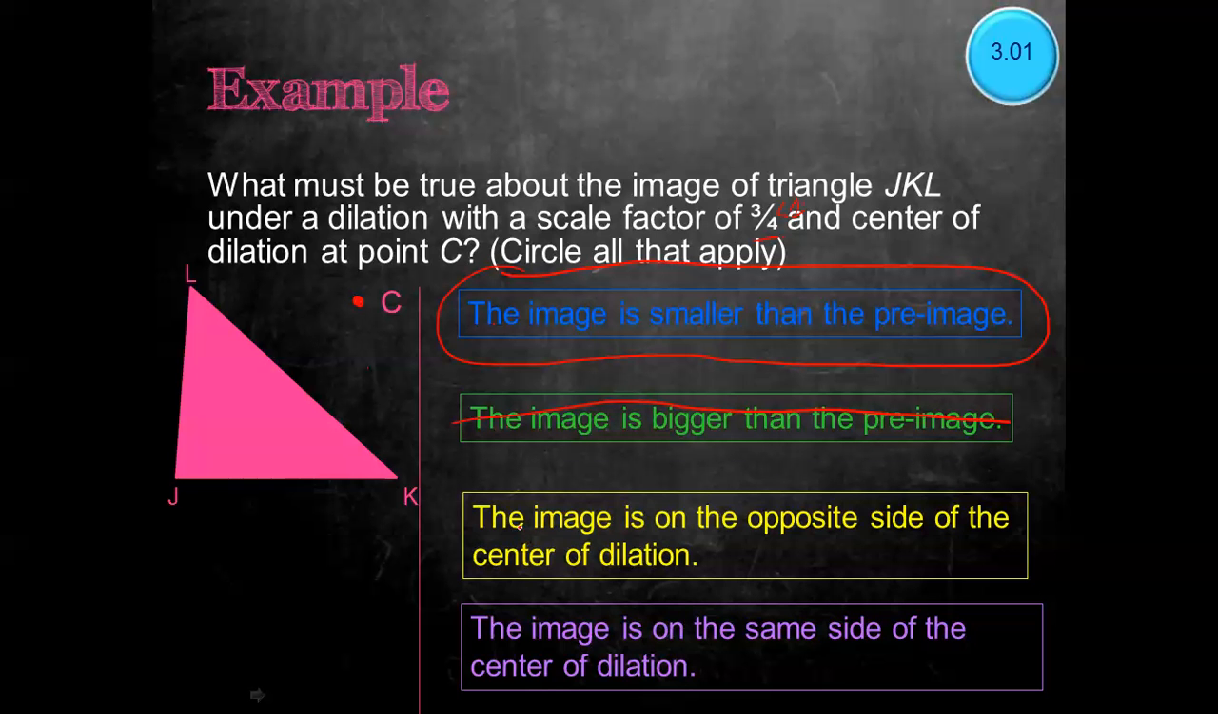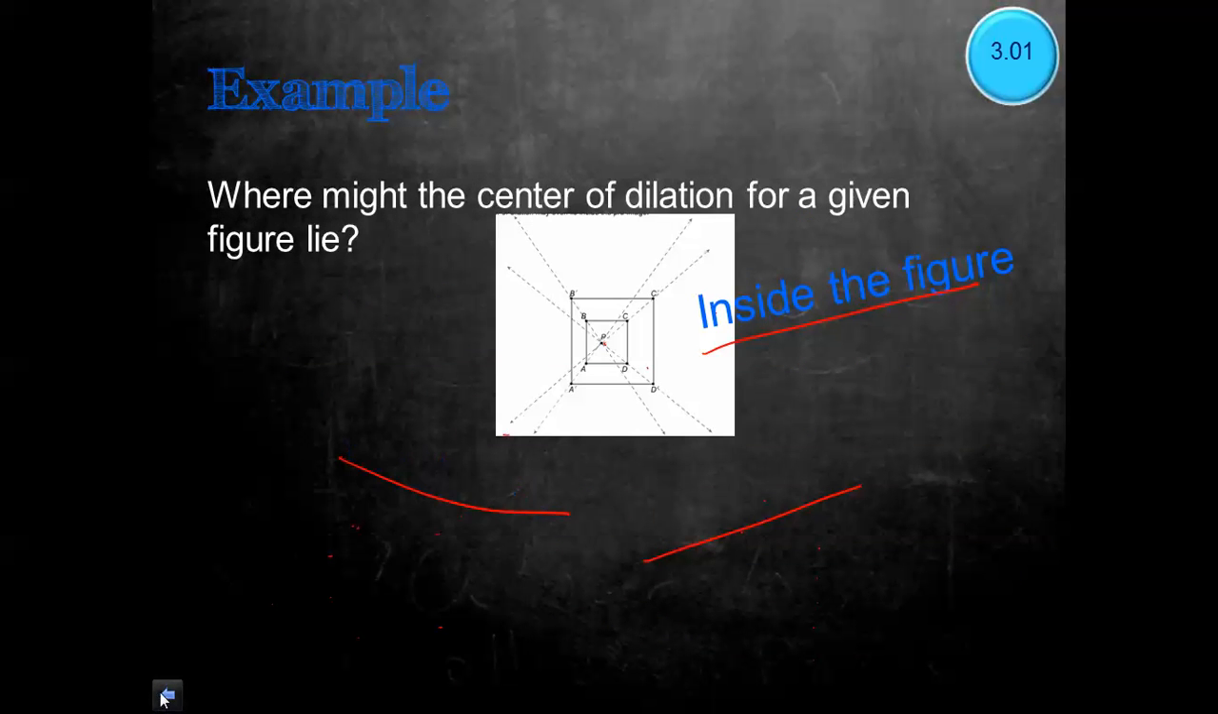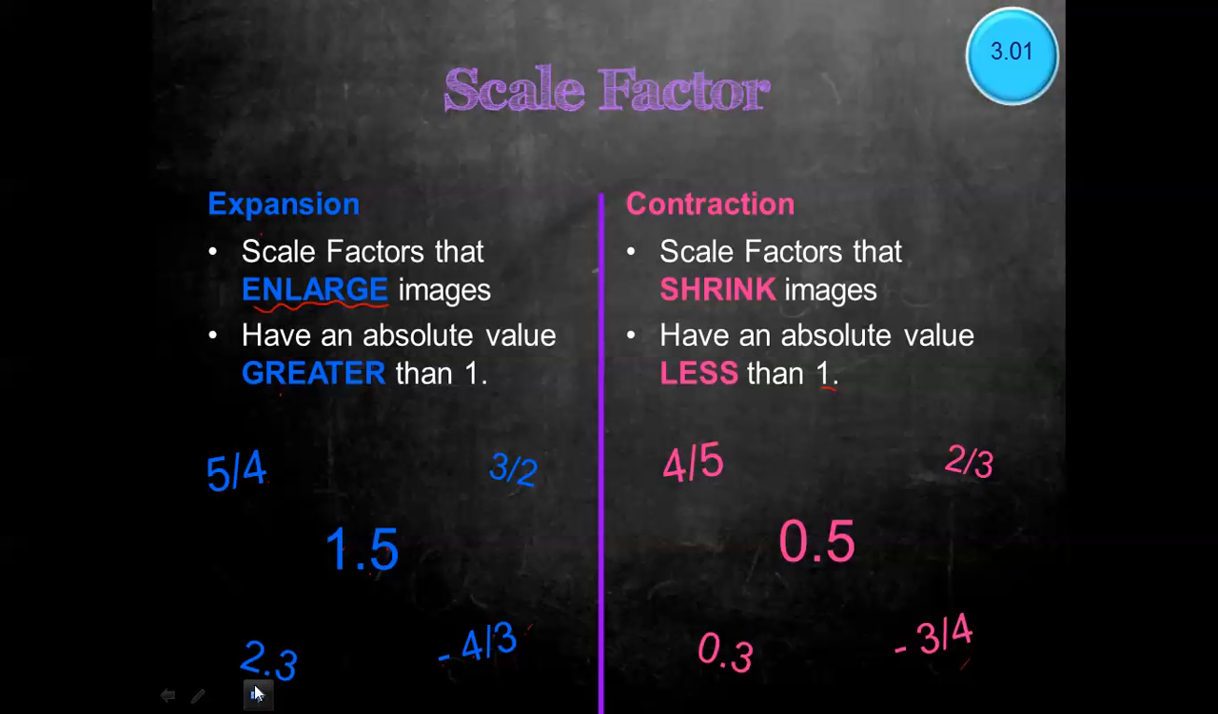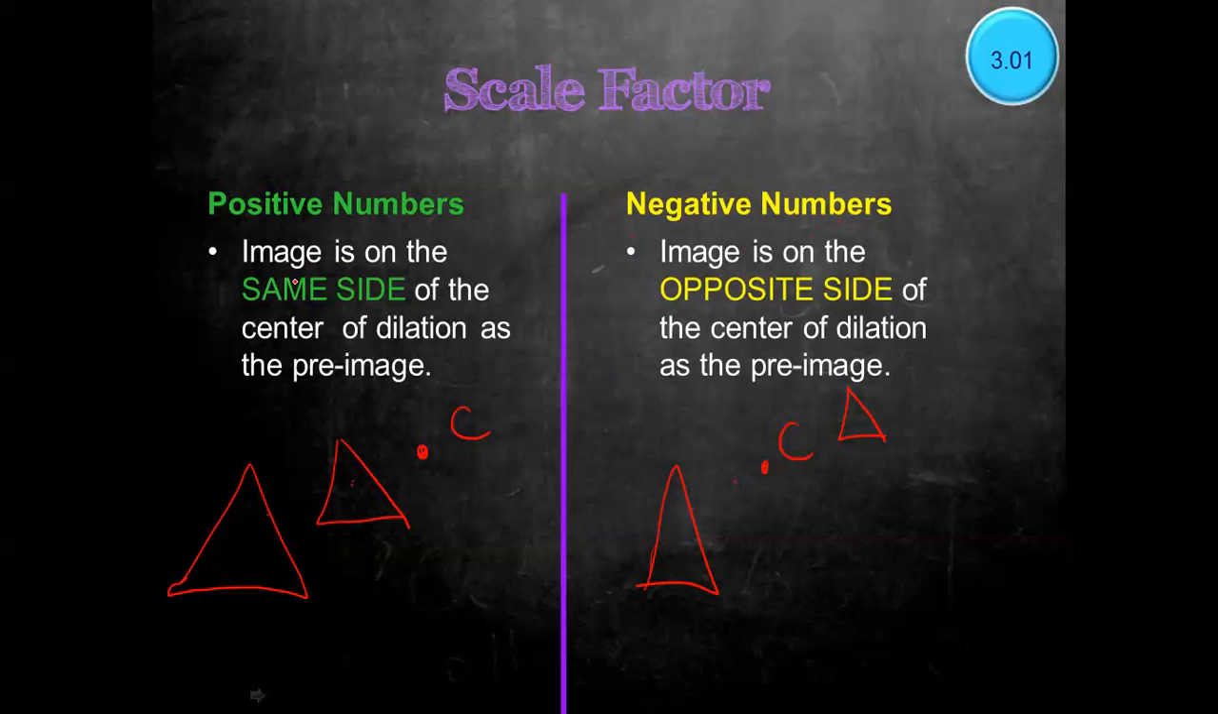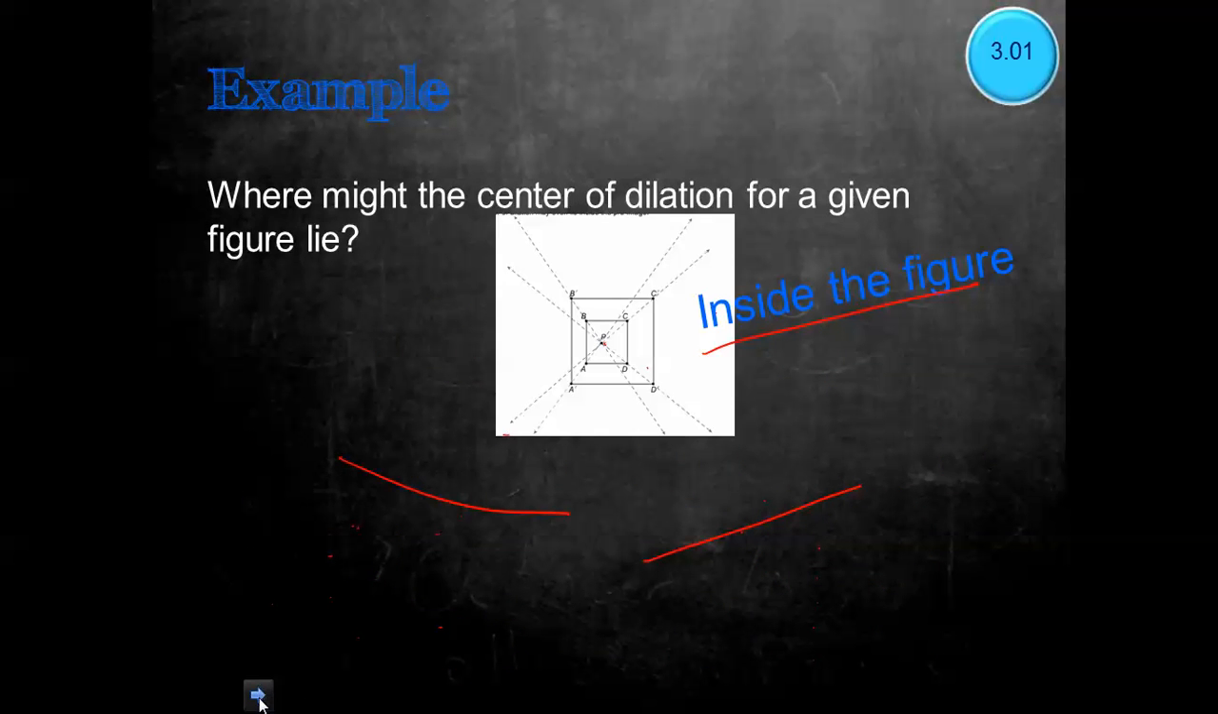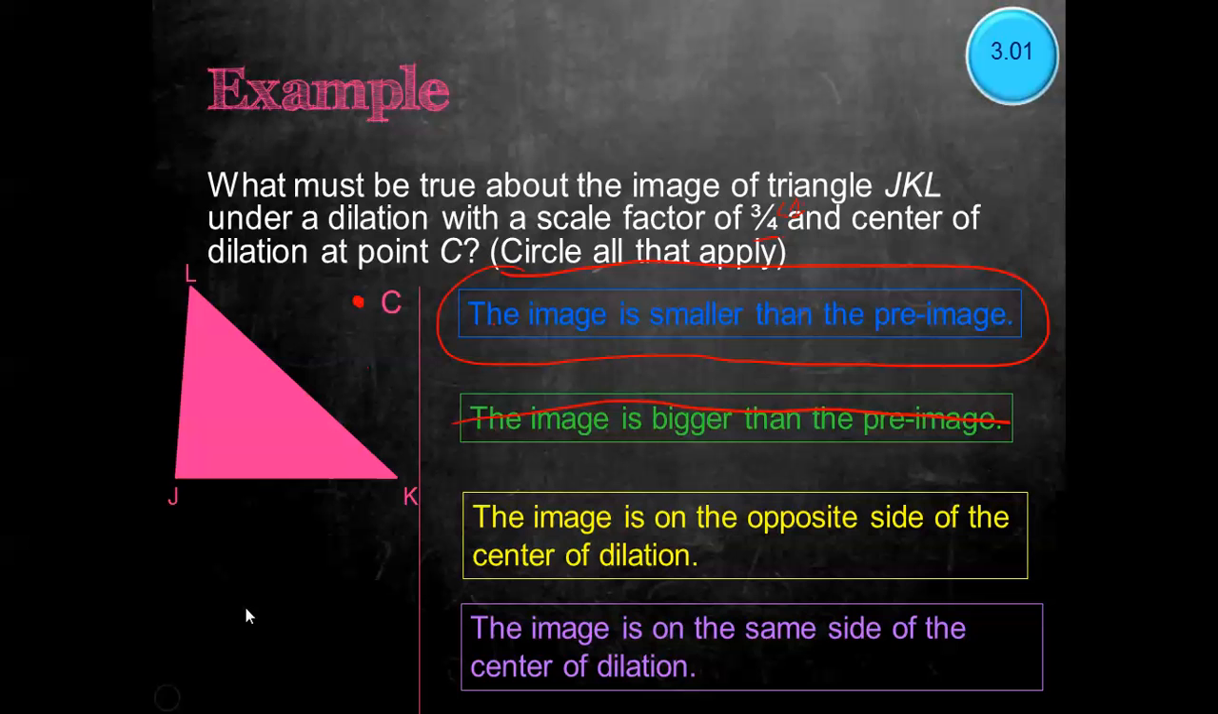Okay, this one also says the image is on the opposite side of the center of dilation or the image is on the same side of the center of dilation. So remember earlier when we talked about positive and negative numbers, right? We said if the image is on the same side, it's a positive number. If it's on the opposite side, it's a negative number, okay? So our scale factor here is a positive 3/4. Okay, so that means that the image is going to be on the same side of the center of dilation. And that is the end of scale factor and dilations part 1.